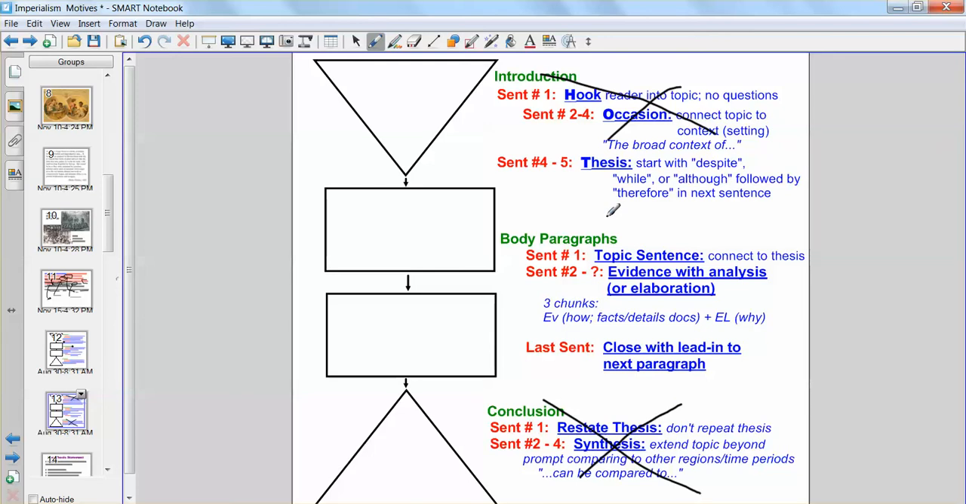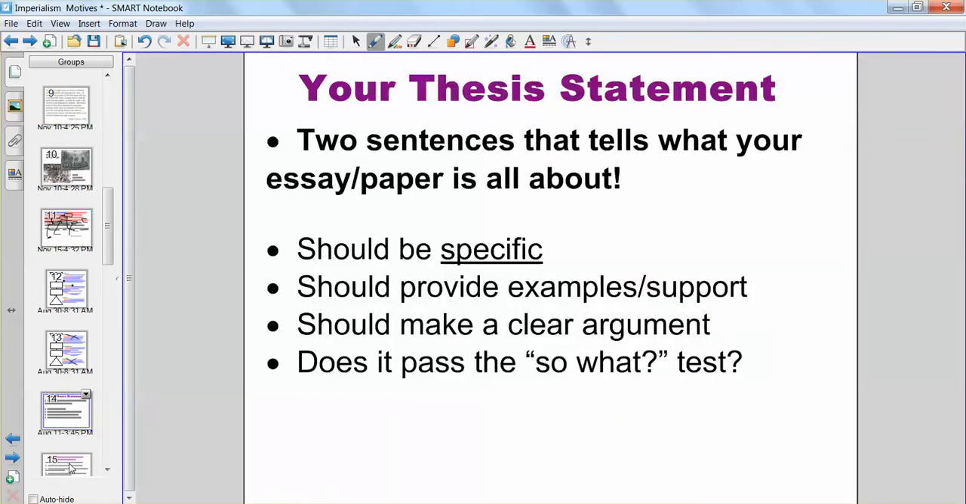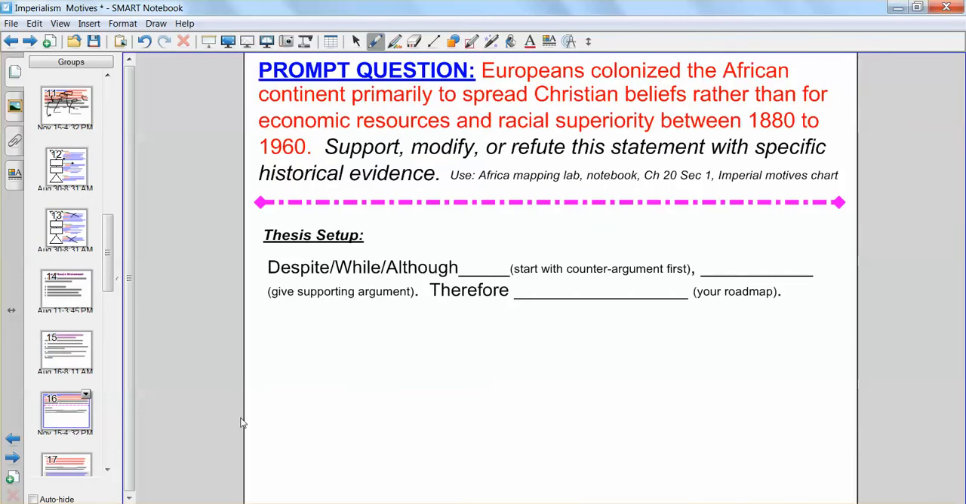Now, there's a couple of things that we want to set up. First of all, the thesis statement. Keep in mind, your thesis statement is 2 sentences that tell what your essay or paper is all about. It's got to be specific, should provide examples, should be a clear argument, and does it pass the so what test? With that, here's how your thesis setup should look: Despite, while, or although, a counter argument, your argument, and then a therefore roadmap.